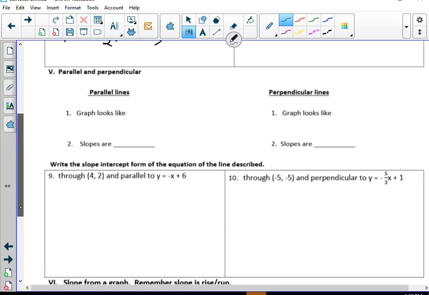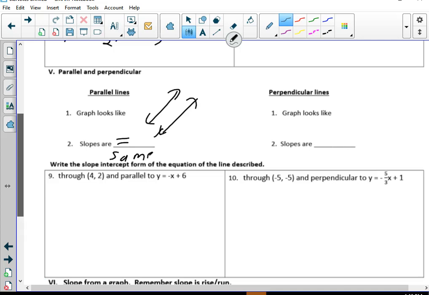Okay, parallel and perpendicular lines. Parallel lines look like something like that. And the slopes are equal or the same. They have the exact same slope.